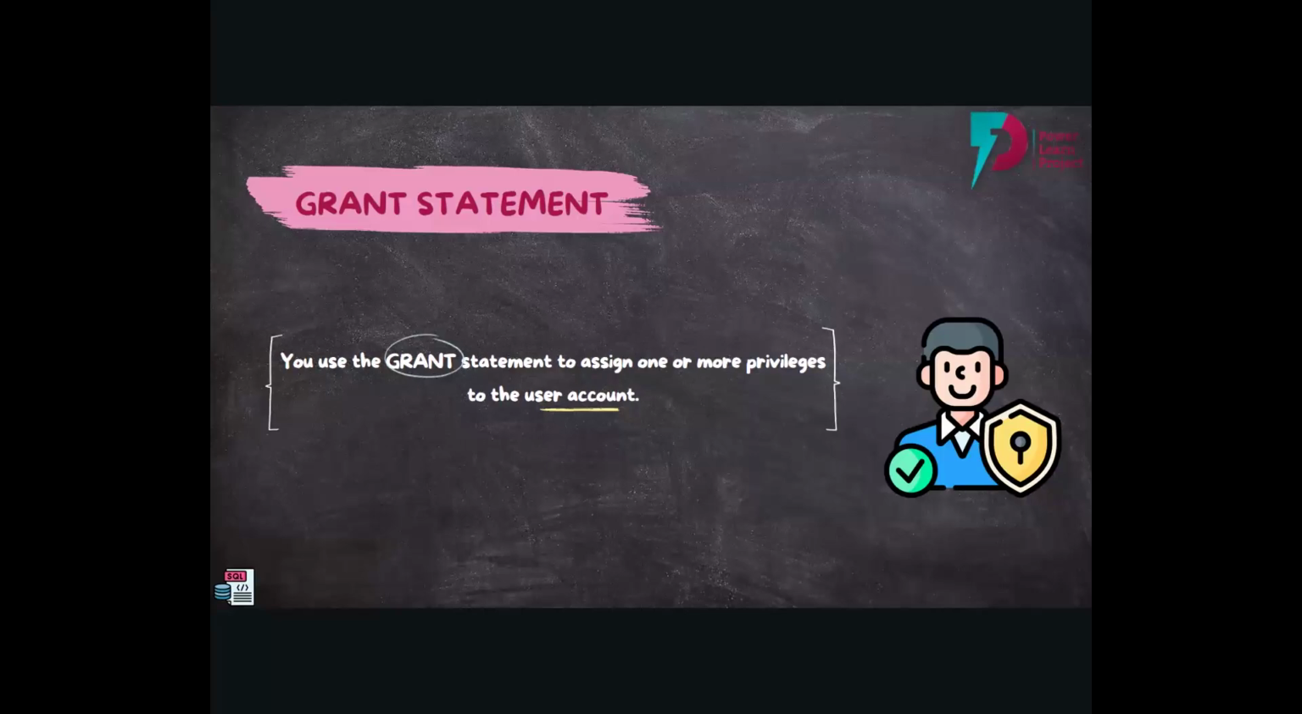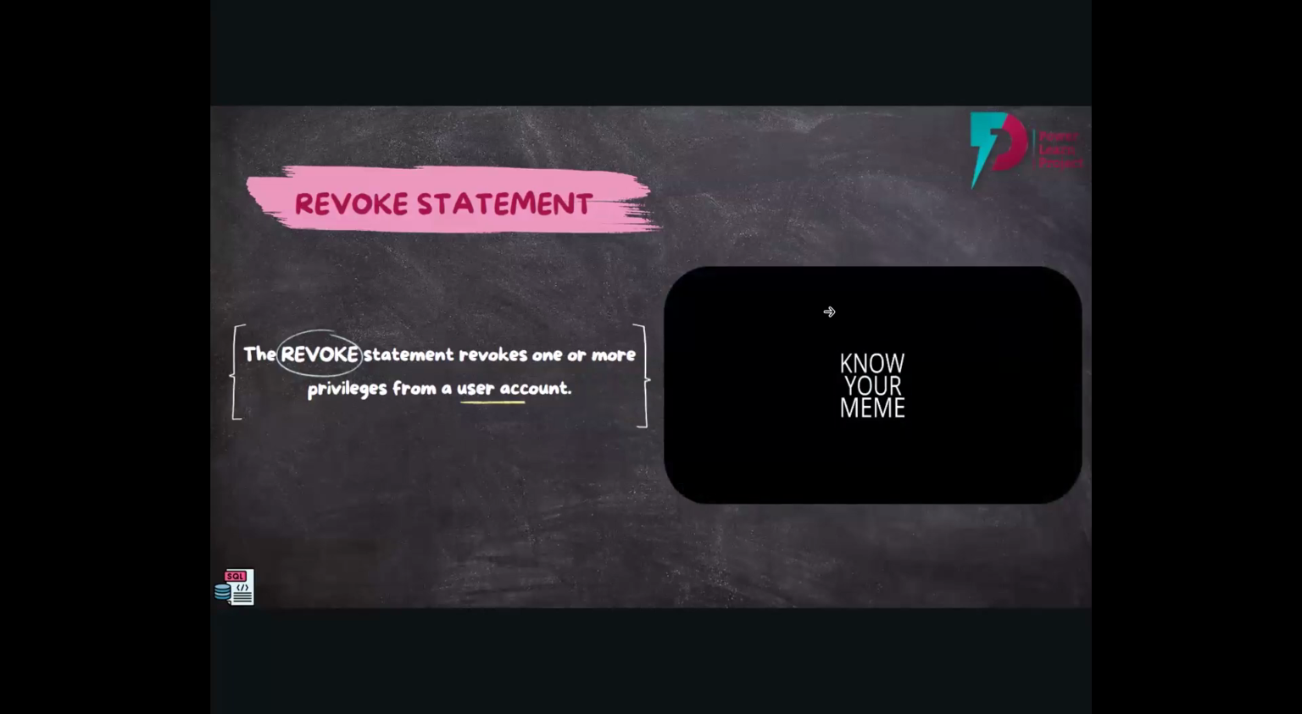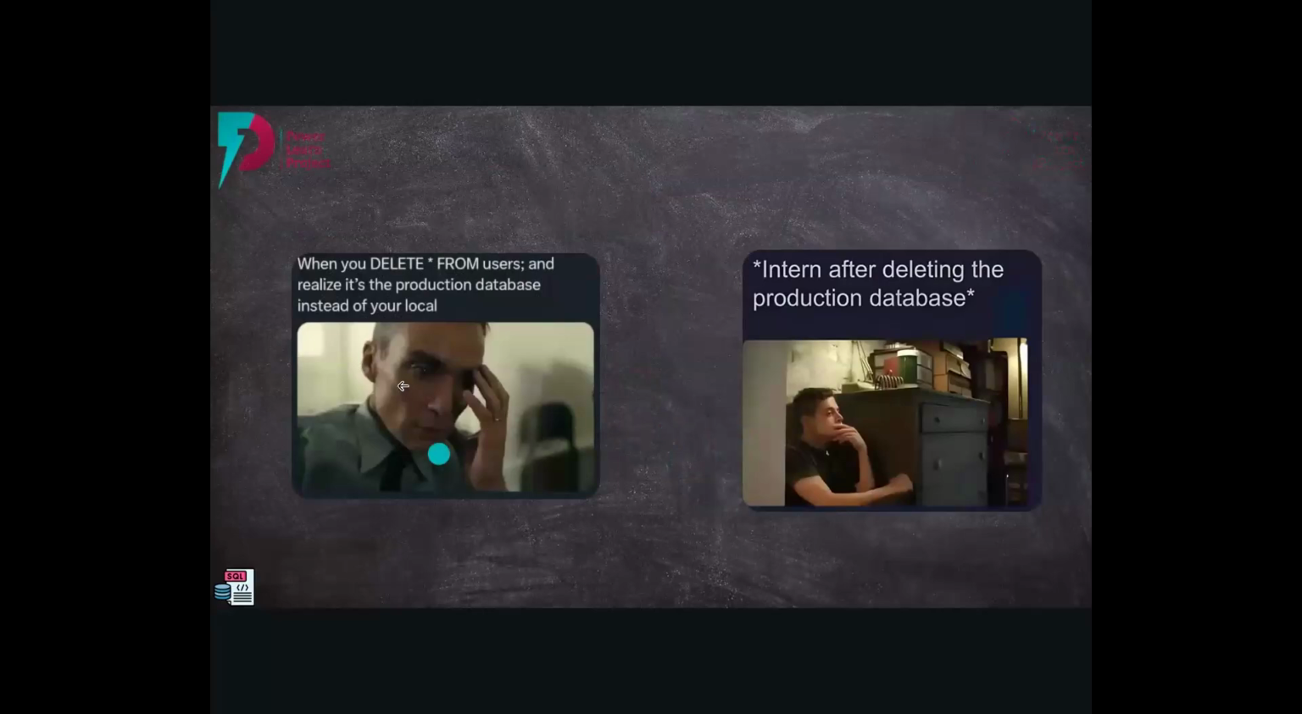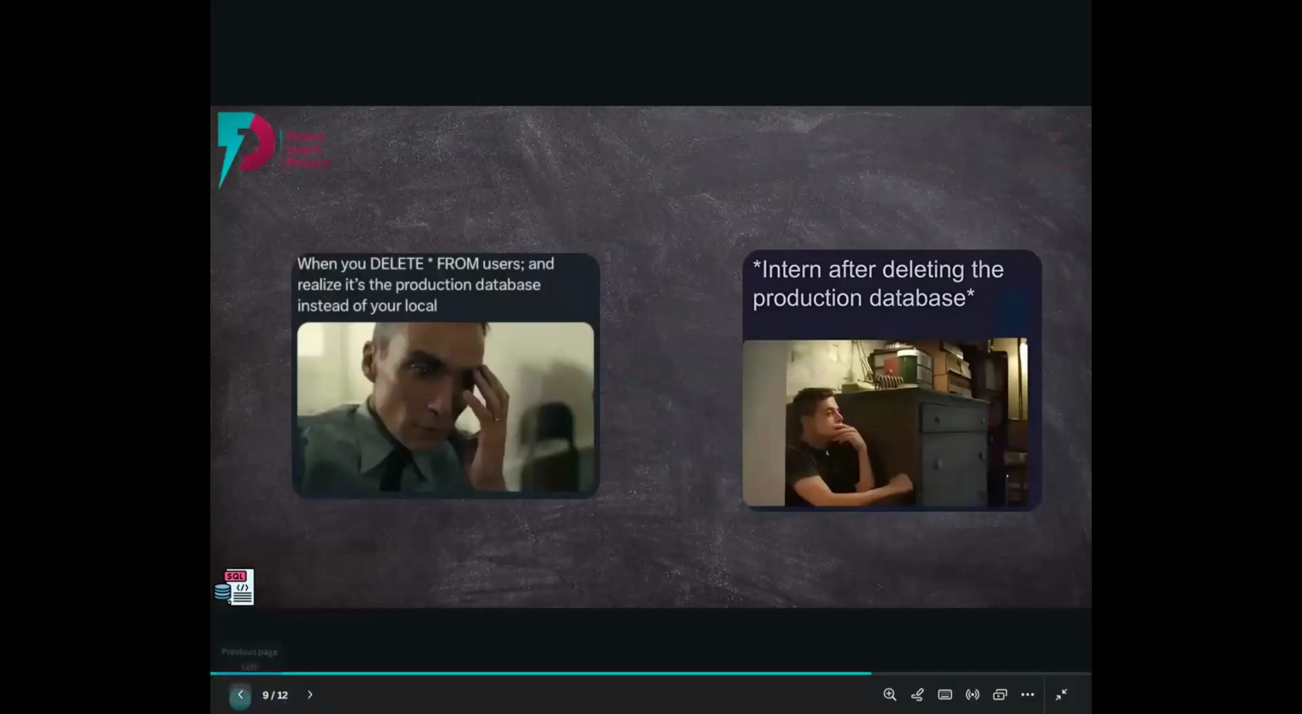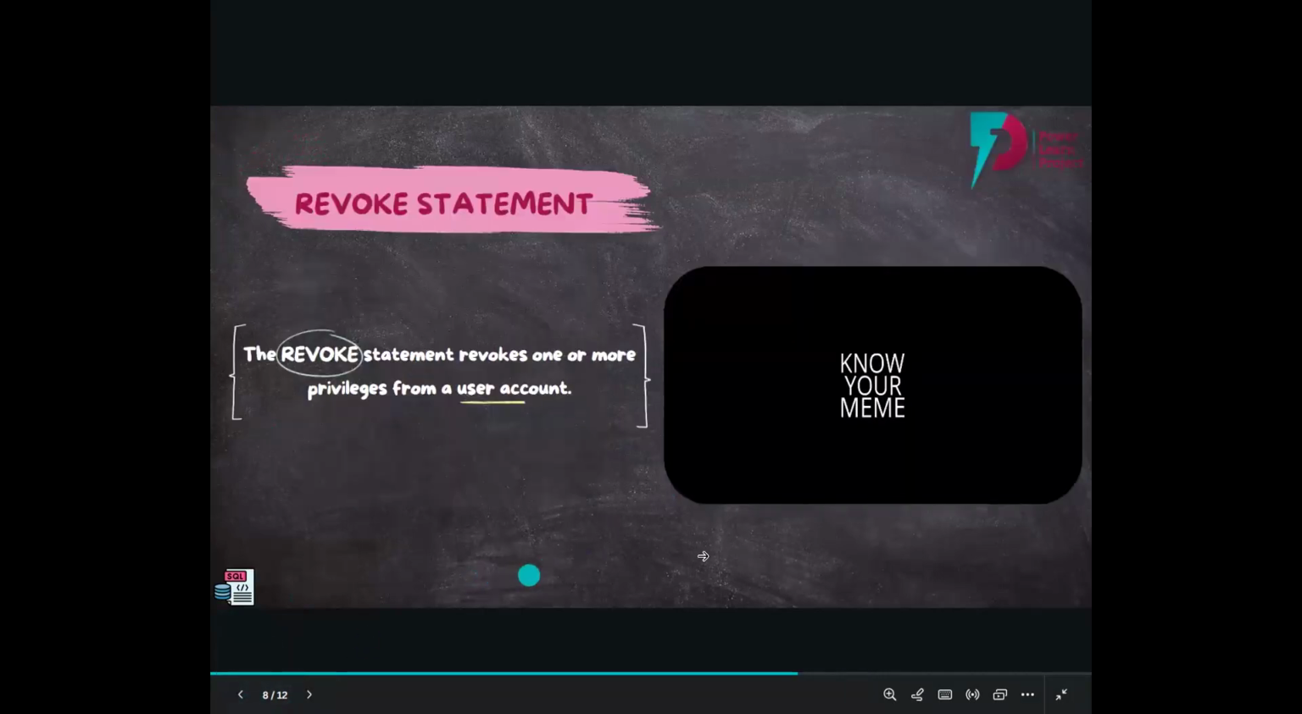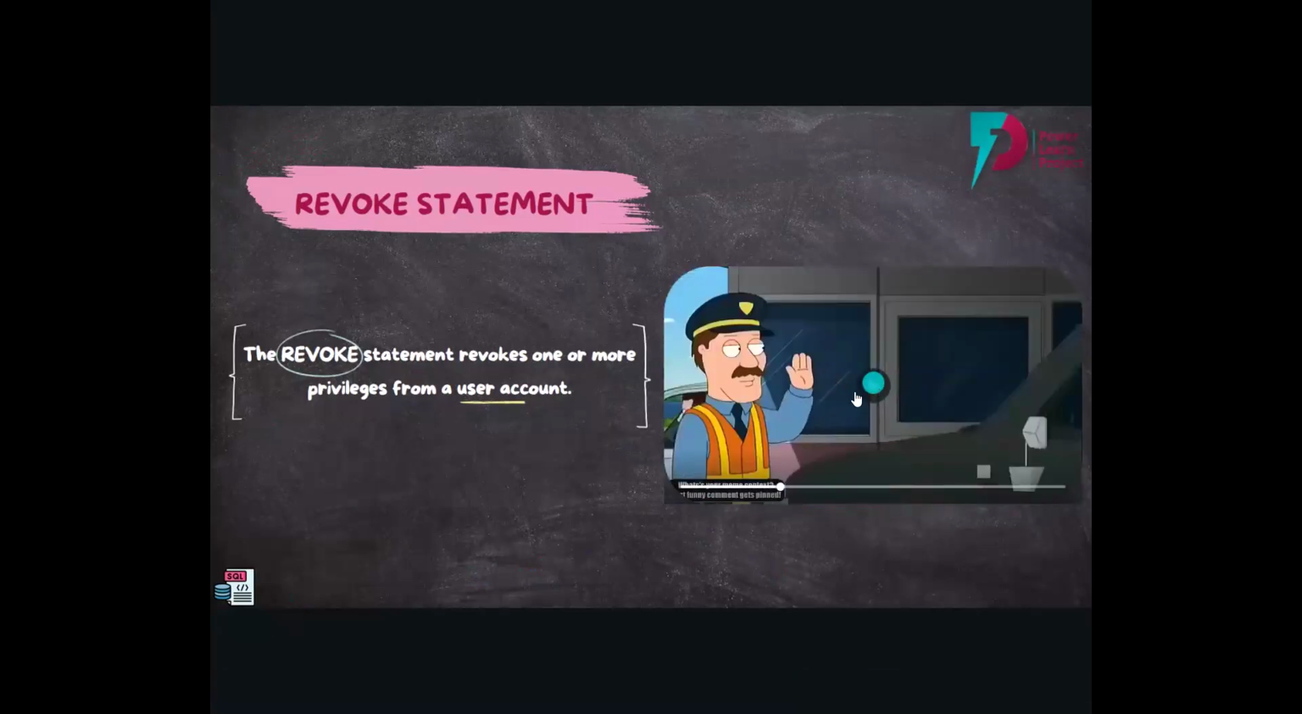Now, what if you want to remove the privilege that you've just assigned to the user? We'll use the revoke statement. Oh, my slides are going way too fast. Okay, I don't know how to share that. Oh, there. So the revoke statement revokes one or more privileges from a user account. These commands are just direct. With revoke, you're just removing the permission that you just gave to the user. So let's watch this.